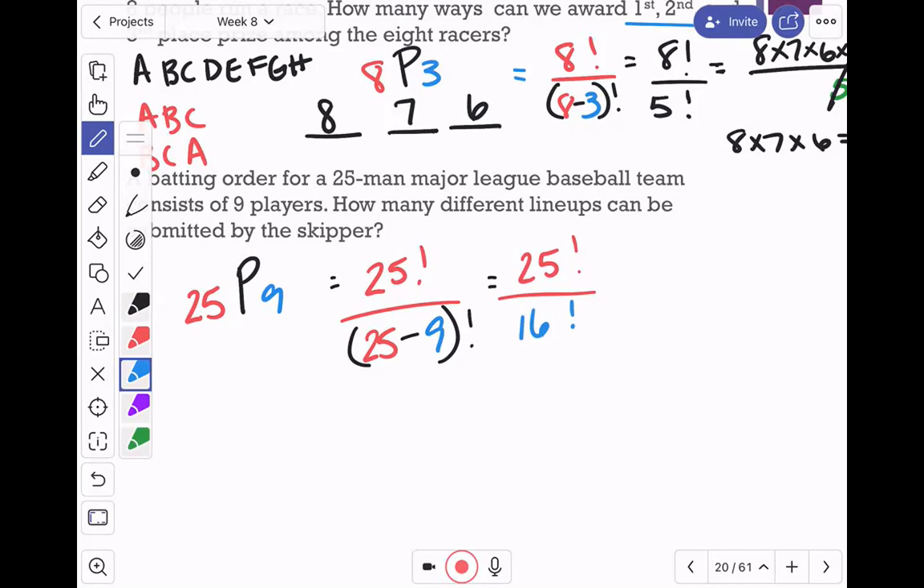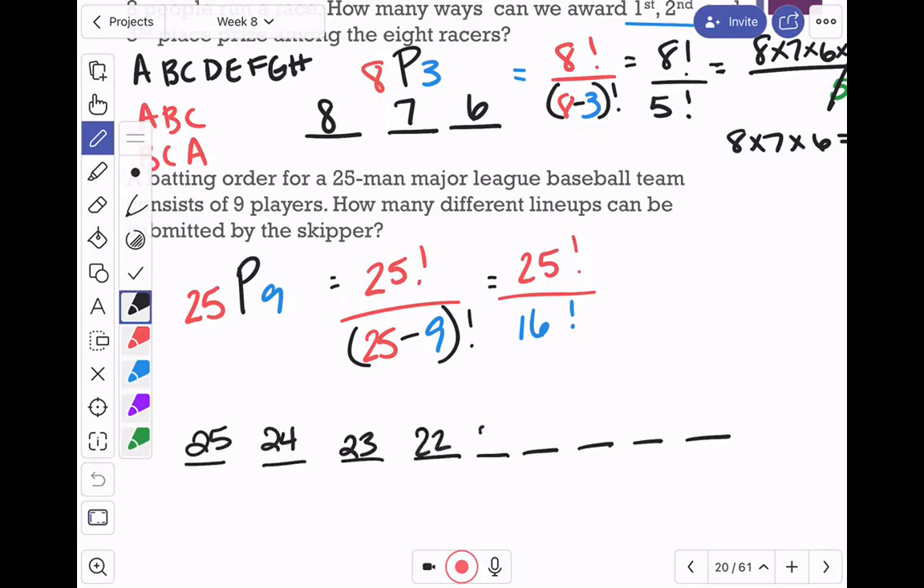So the question is, where do these start canceling out? That's really what you're going to ask yourself. They start canceling out at 16. So you would be multiplying 17, 18, 19, 20, 21, 22, 23, 24, and 25. Or again, we could just draw 9 blanks: 25, 24, 23, 22, 21, 20, 19, 18, 17.